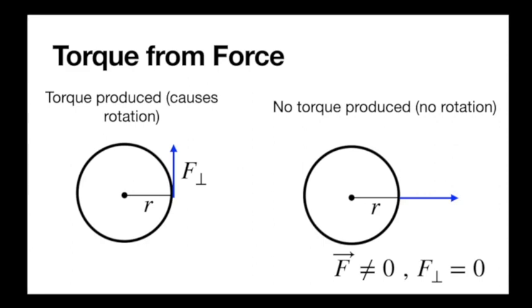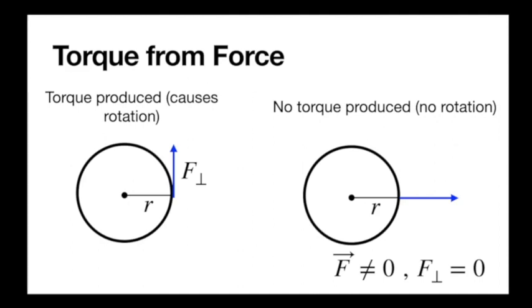So we care about a force, we care about the r, the distance from the axis of rotation, and we care about the angle between the force and that vector that points from the center to the axis of rotation. So on the left here, we have a force that is a distance r away from the center that's pushing on the edge of this, and it's at a 90-degree angle to this r vector. So it's completely perpendicular, which maximizes the amount of torque that this force can produce.